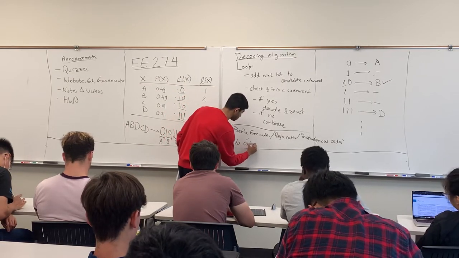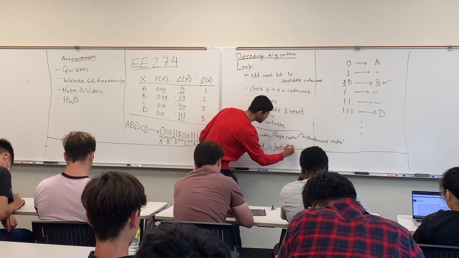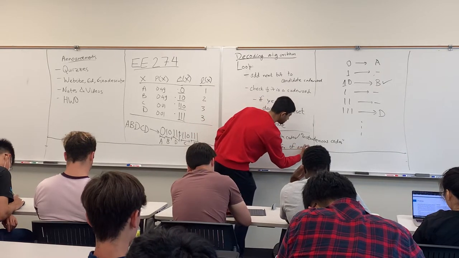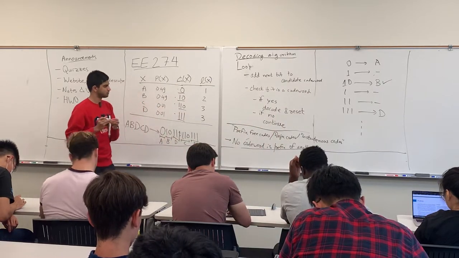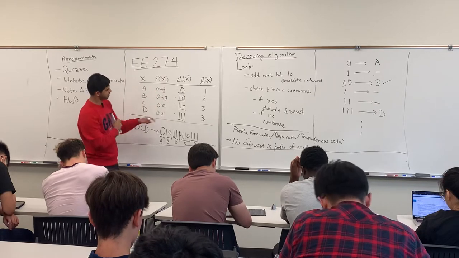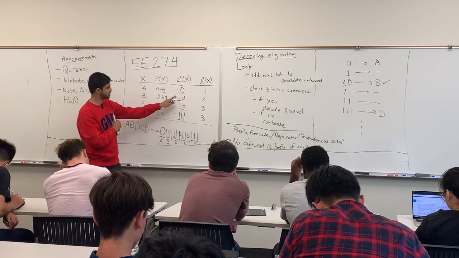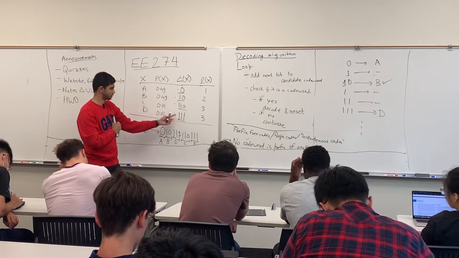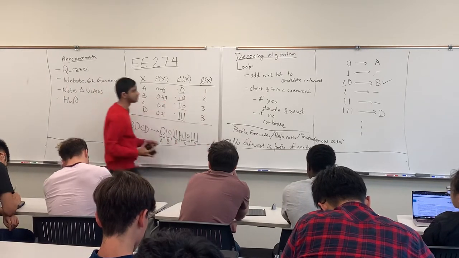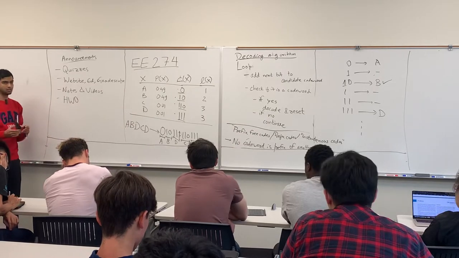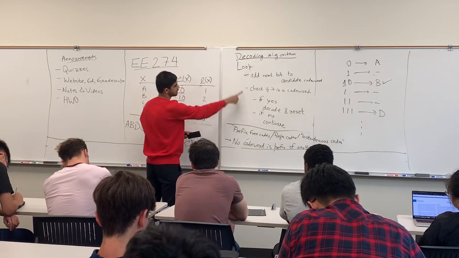No code word is a prefix of another. So here it's easy to check. Zero is not a prefix of any other code word, right? 10 is not a prefix of any other code word. 110 is not. 111 is not. Okay. Any questions till now? And we saw that prefix codes enable this very simple decoding algorithm.